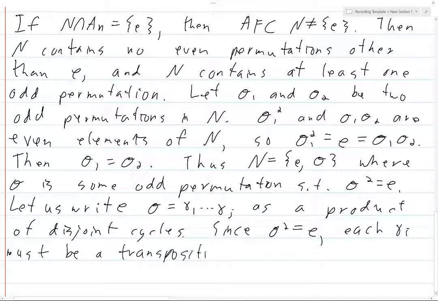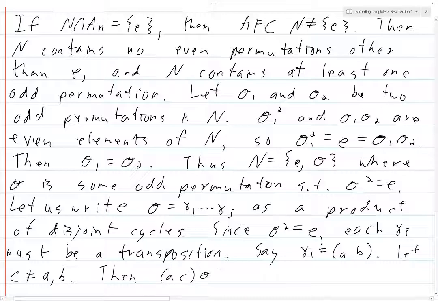And that's useful, because now we have sigma as a product of disjoint transpositions. So say gamma 1 equals AB. Let C be not equal to A or B. Then AC sigma AC inverse. What is this? Well, this is just AC applied to AB, and then we've got gamma 2 through gamma J. Then we've got AC again, because that's what AC inverse is.